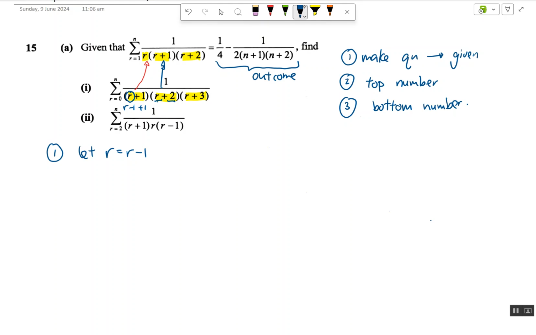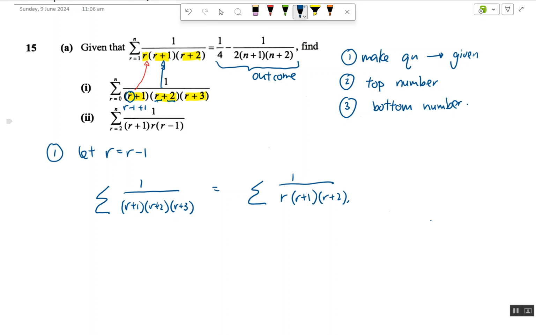Now we can say that this sequence over here, I'm just going to write the summation, 1 over r plus 1, r plus 2, and r plus 3, is going to look like the summation of 1 over r, r plus 1, r plus 2. So that's the first step. Determine your r by making the question part of the given.